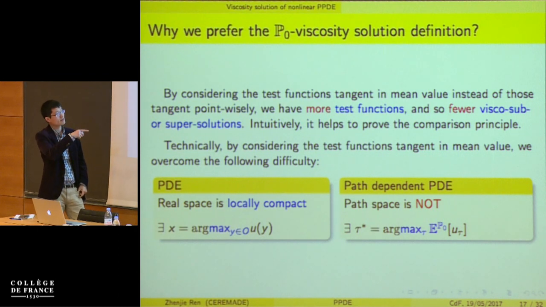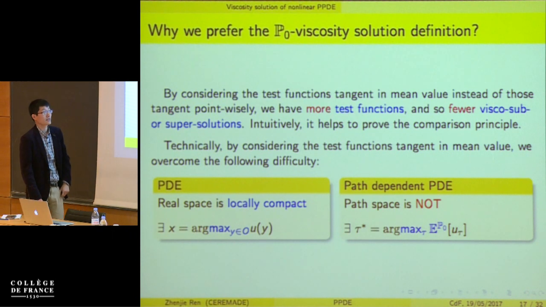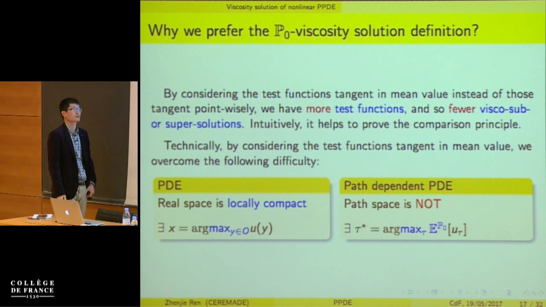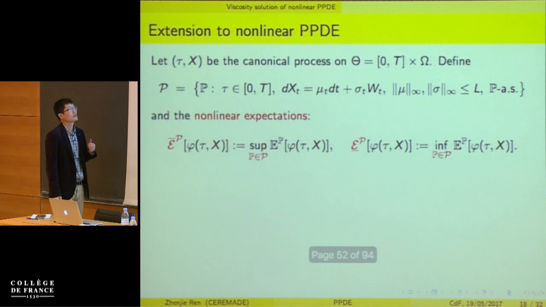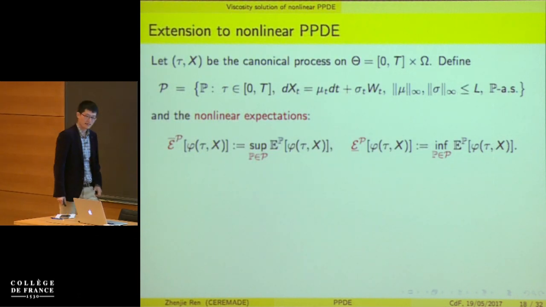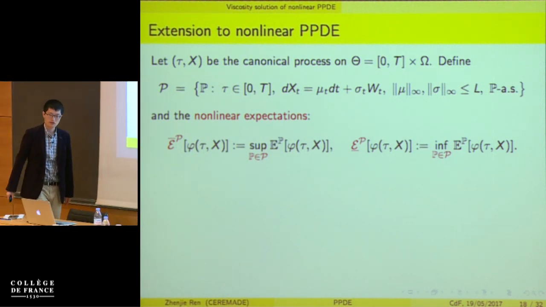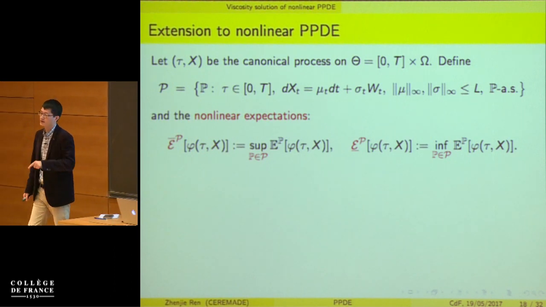And this argument can very well replace the argument here in the real space and make the comparison work, and it works easily. So now we do the second extension, from linear equation to nonlinear equation. To do that, we will replace the P-naught measure.